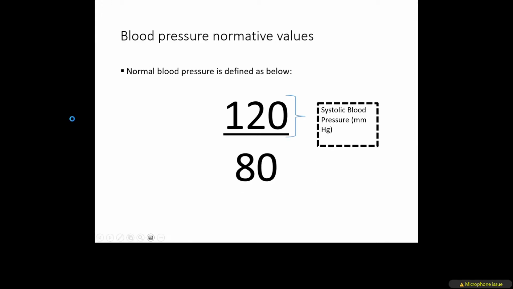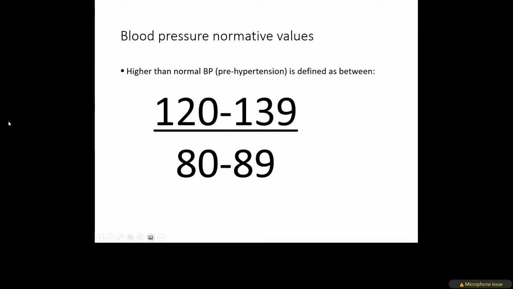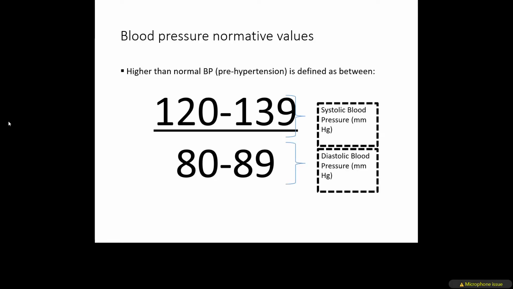The next screen really just highlights the normal blood pressure, so that more traditional value of 120/80. Next, prehypertension is slightly higher than normal blood pressure. However, it is not clinically significant. It is defined as 120 to 139 over 80 to 89.